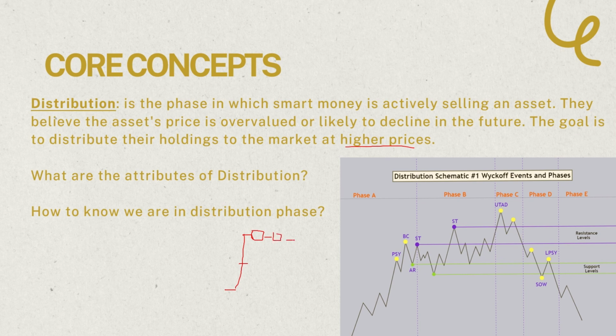They sell when it is high, so that when the price of that asset drops, they don't lose what they've gained over the period when the price appreciated in value. So that is just it. Distribution. So how do you identify distribution?